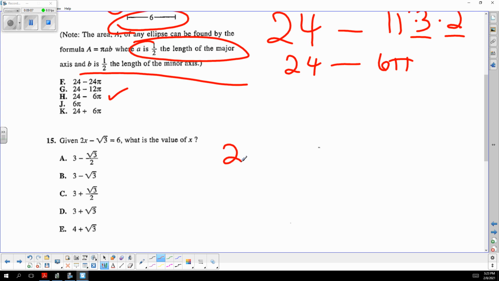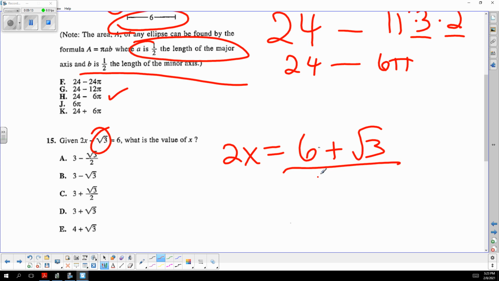This one, you solve for x by adding the root 3 and then dividing everybody by 2, and they do split the 2. So the 2 is split into each number, and the answer is C.